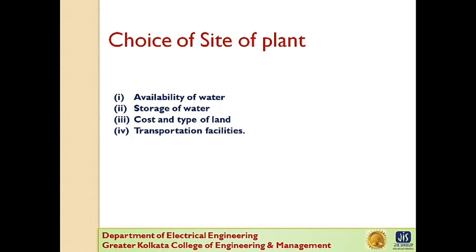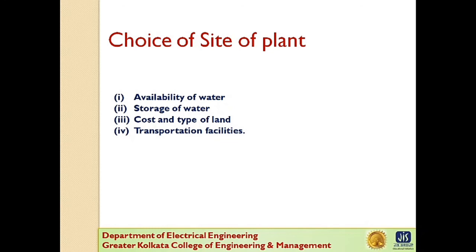Next one, cost and type of the land. The land for construction of the plant should be available at a reasonable price. Further, the bearing capacity of the ground should be adequate to withstand the weight of heavy equipment to be installed.